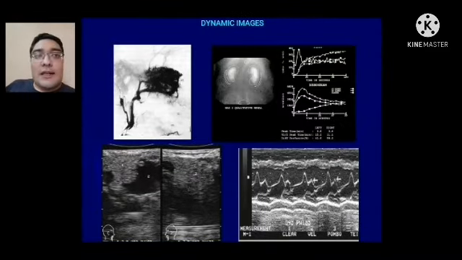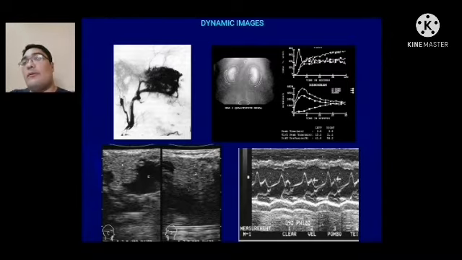Dynamic or static means that dynamic gives us functional information about the organ or the part of the body, and static gives us only the picture. So for example, the dynamic is the fluoroscopy or ultrasound, and the static is the X-ray, CT scan, maybe some kind of radionuclide method, etc.